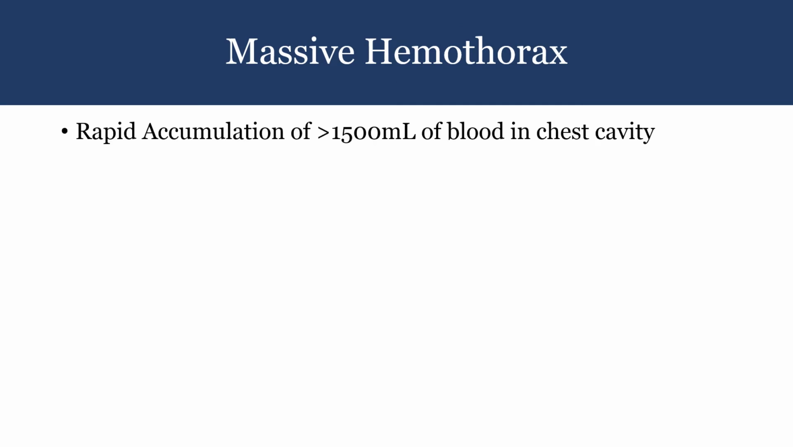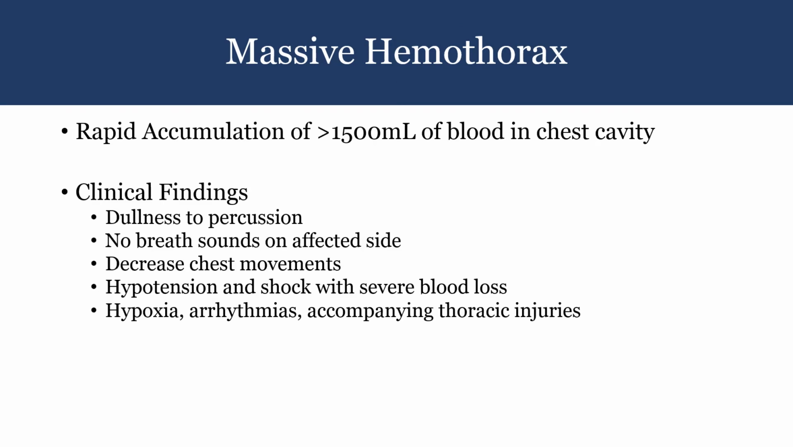Then we go to a massive hemothorax. What do we mean by massive hemothorax? It means rapid accumulation of greater than 1,500 cc's of blood in the chest cavity.